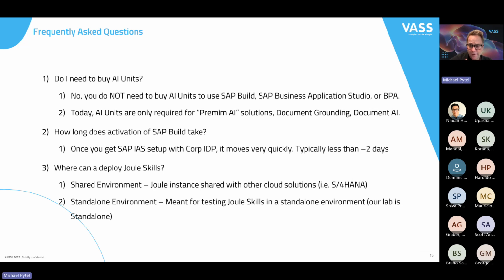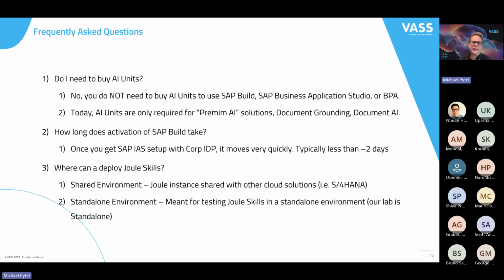How long does it typically take? Identity, as everybody here knows, security and identity is the longest pole in the tent. So once you get the identity tenant set up and integrated with your corporate IDP, it moves very fast. SAP Build should be set up in less than a day, no more than 2 days. If you encounter any errors with Joule, you report the incident to SAP. SAP will get you fixed up. But ultimately, it should be a very fast process to set up SAP Build.